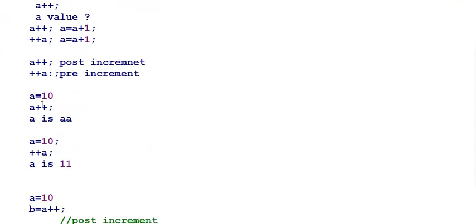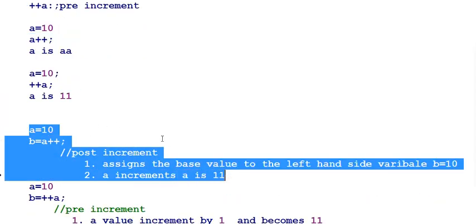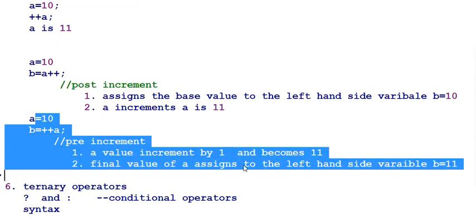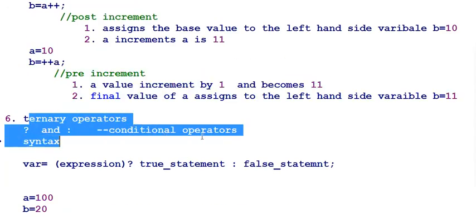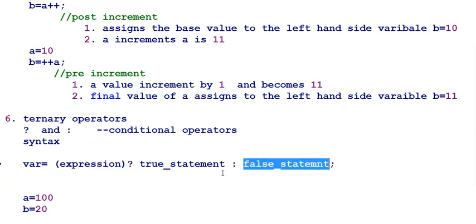A plus plus is the post increment, and plus plus A is the pre increment. Whenever they are standalone, there is no difference at all. But when they are part of an assignment, the value differs. And the ternary operator, question mark and colon, is evaluated first. When the condition is true, the true value is assigned to the variable. When it is false, the false value is assigned to the left hand side variable.